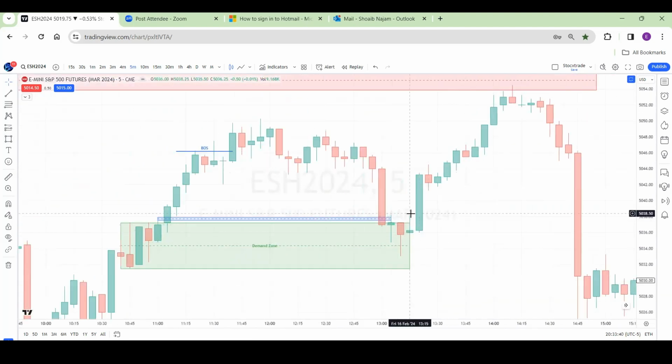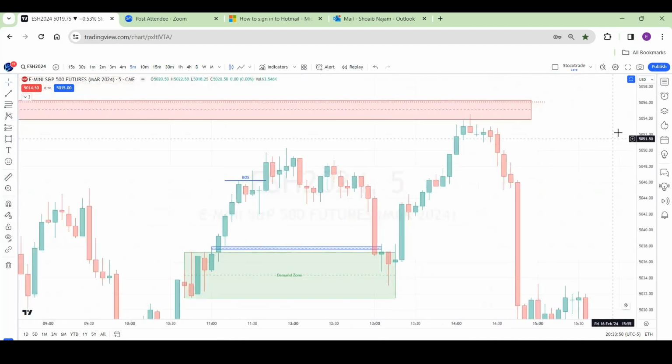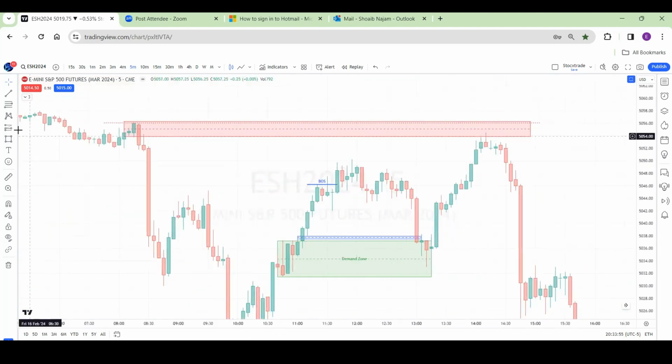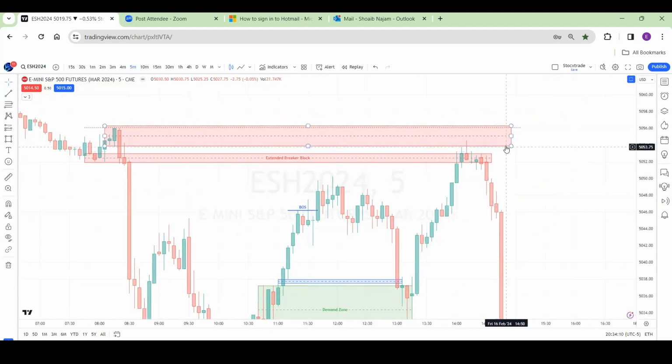You see, once the market came inside, it created an impulsive move. I think Irfan bhai, we took the trade here. And you were asking that we need to get out. I told you no, because I was looking at least at this area. This is your extended supply zone, extended breaker block. That's why I told you at least 5055, but the market reversed from 5054.5. But we were in the supply zone.